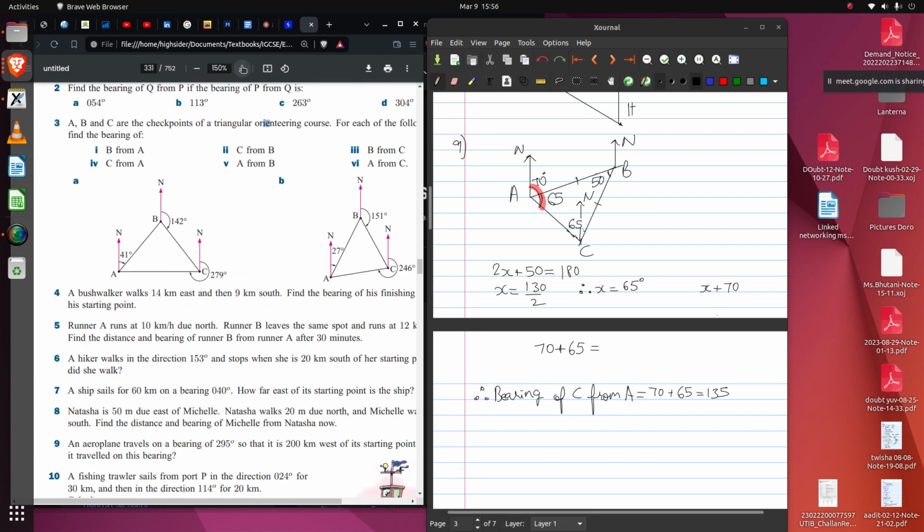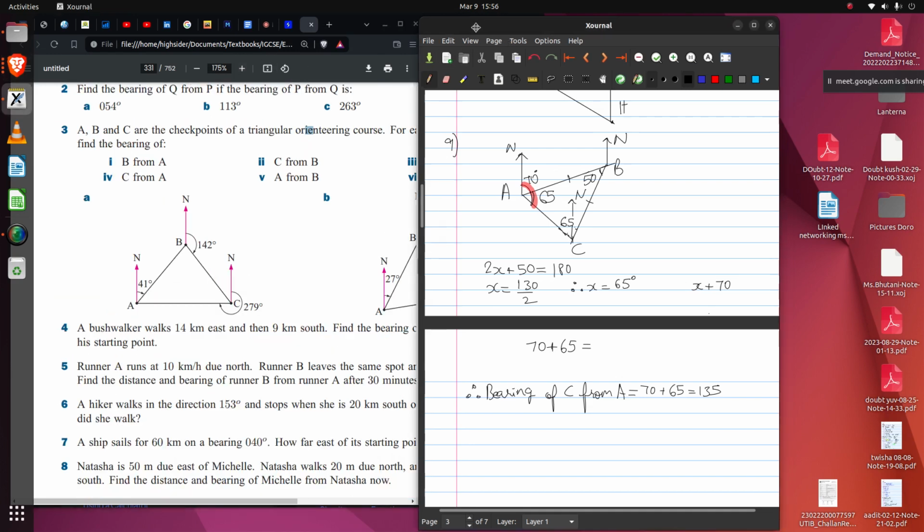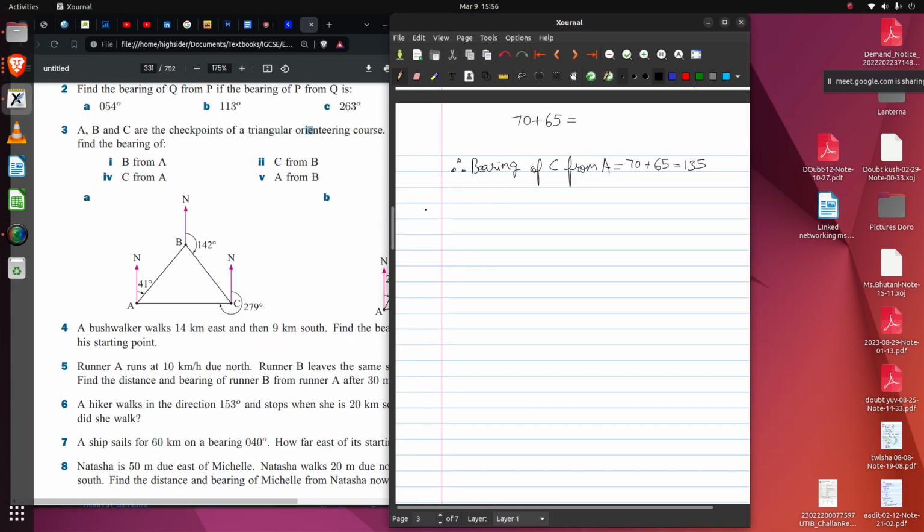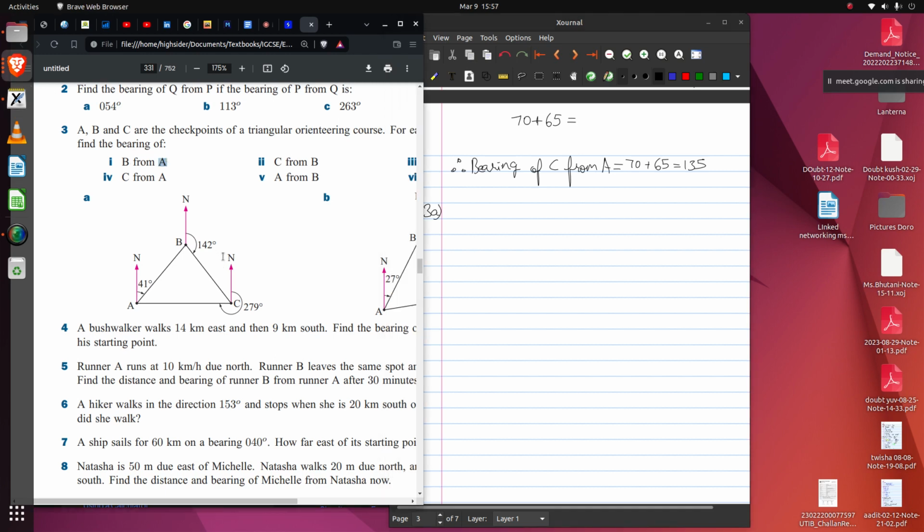Look at this diagram. Question number 3a. Can you clearly see the diagram? Yes. Okay. So you have to find out the bearing of B from A first. First question is B from A. So what is your first answer?